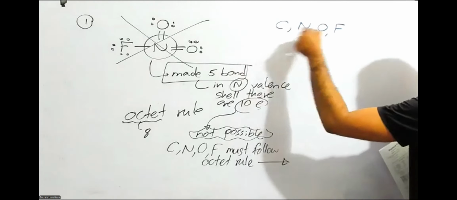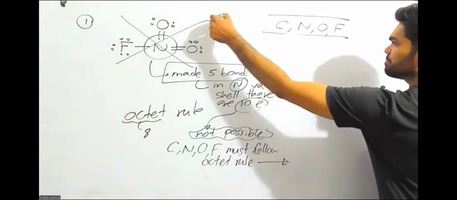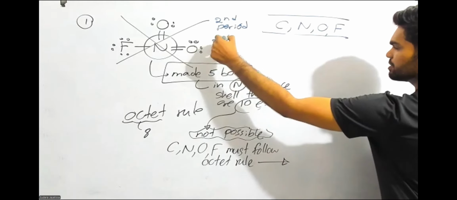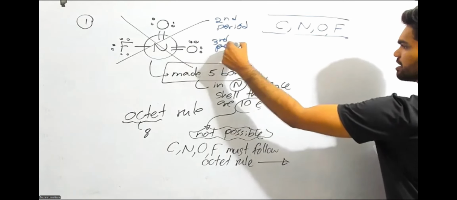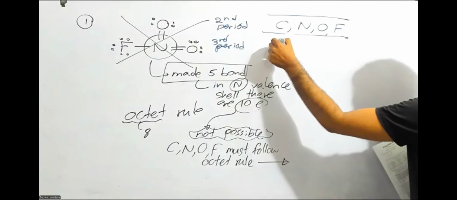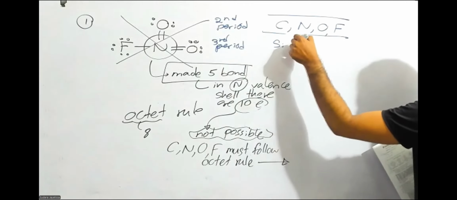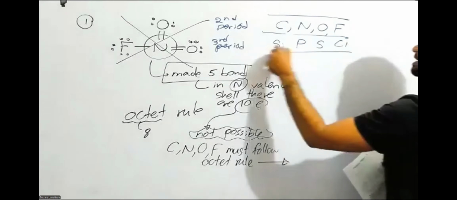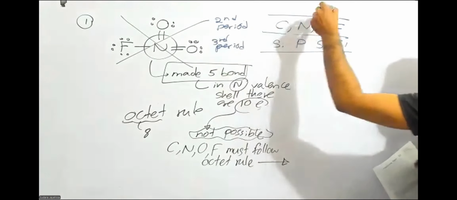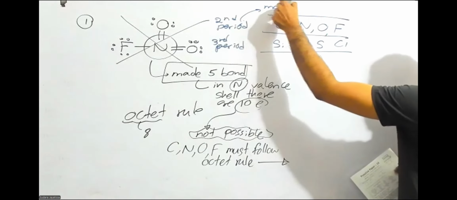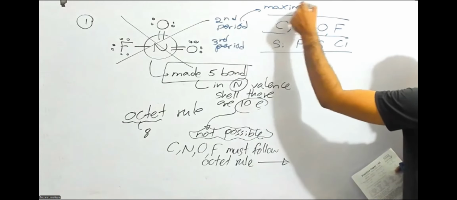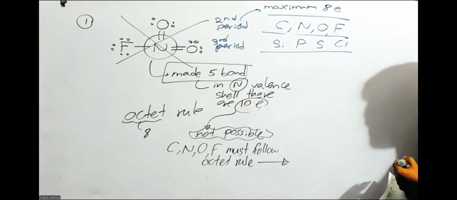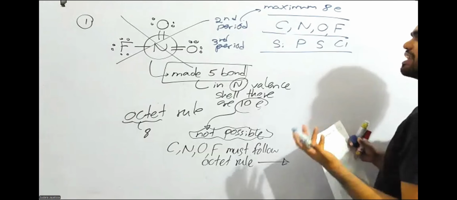These elements are in the second period. So take third period elements also, to extend the third period. Just beneath the carbon, you have silicon. Under the nitrogen, you have phosphorus, sulfur, chlorine, like that. So in the second energy level, what is the maximum electron holding capacity? 8 electrons can fit. In the second energy level, you can't keep more than 8 electrons.